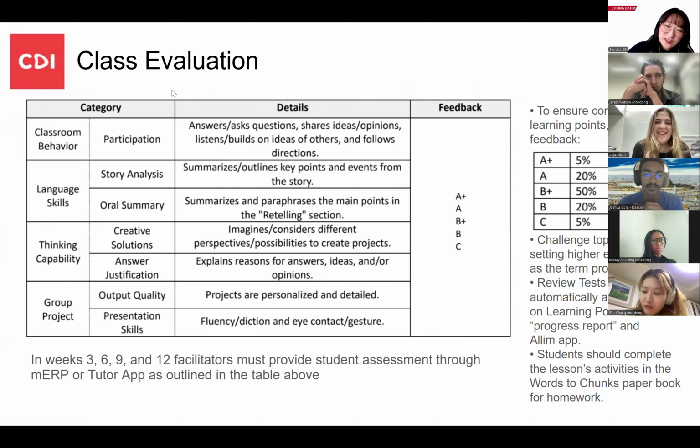Okay. So we're on to the class evaluation. This is the same as this term. We just give grades every 3, 6, 9, and 12 weeks, and you should input those grades through MERP. And on the right side, you can just see the breakdown of the learning points.